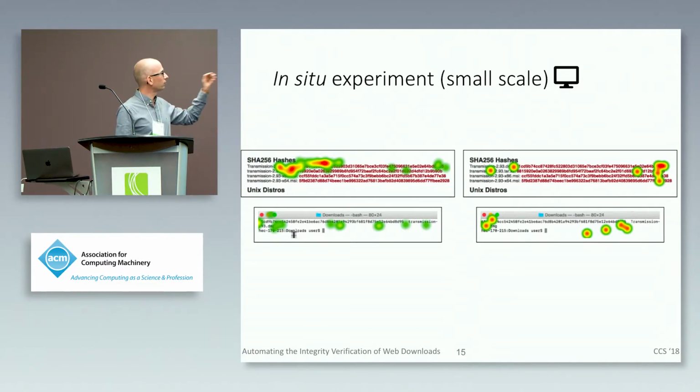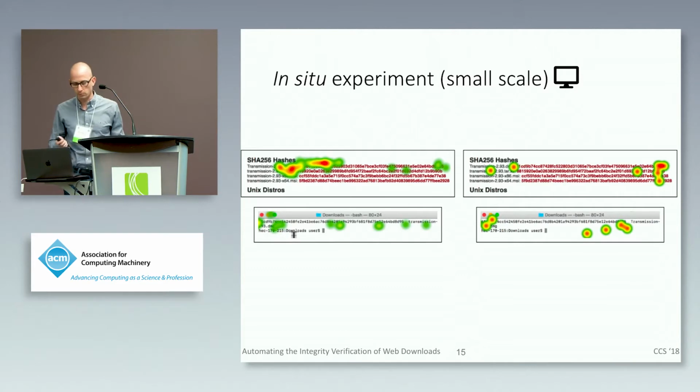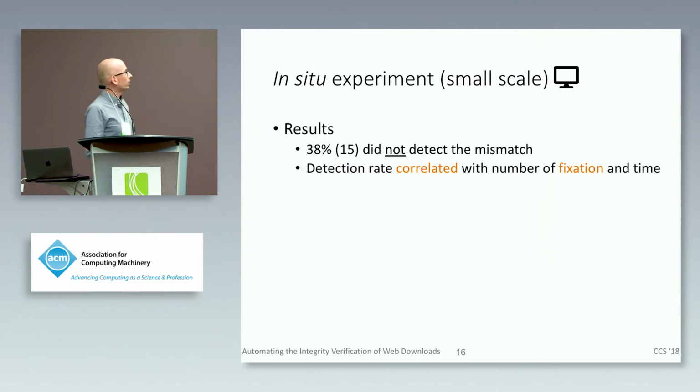We see that there is a big emphasis at the beginning of the string, but still they look all over the checksum in the left case. In the right case, they just look at the beginning and the end. And the left case was a case where they didn't detect the mismatch. All right, so the results of our experiments are as follows.